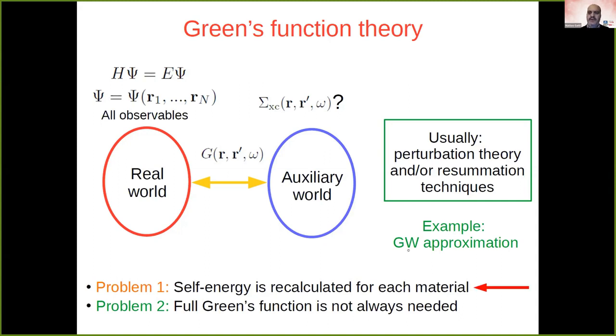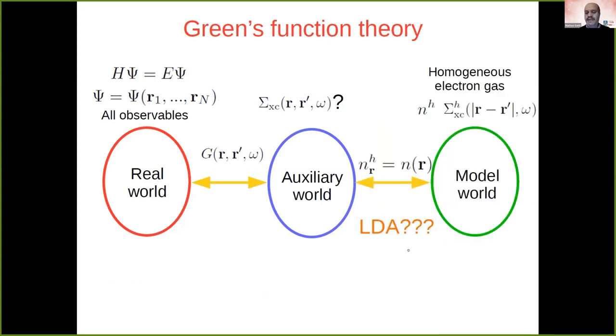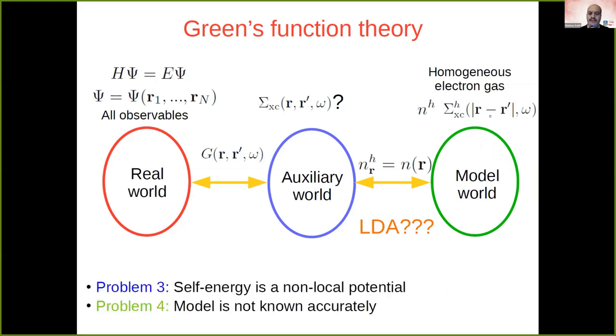So how can we address this problem? We could take inspiration from the LDA of Kohn-Sham. So we could introduce a model world. In particular, we could introduce the homogeneous electron gas, where we have this homogeneous density and where the self-energy can be, in principle, calculated.